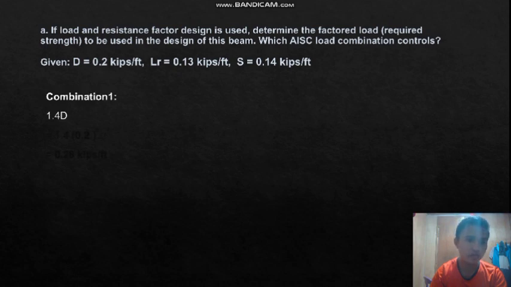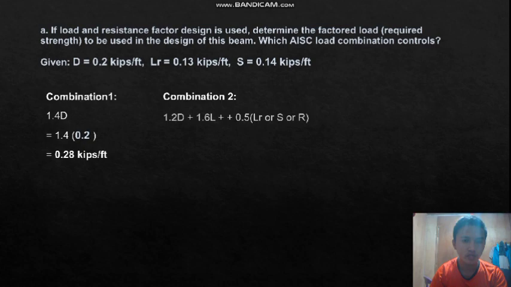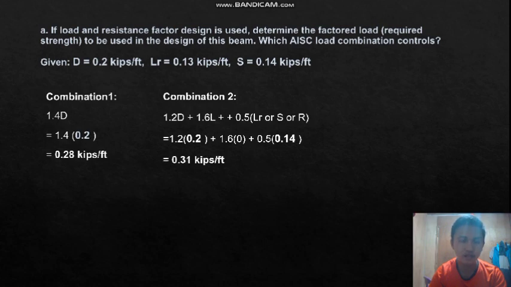So combination 1, 1.4 multiplied by D, is equal to 0.28 kips per foot. Combination 2, 1.2D plus 1.6L plus 0.5(roof live load or snow load or rain load). So we choose 0.14 as the snow load. Then substituting the D and L, we can get 0.31 kips per foot.